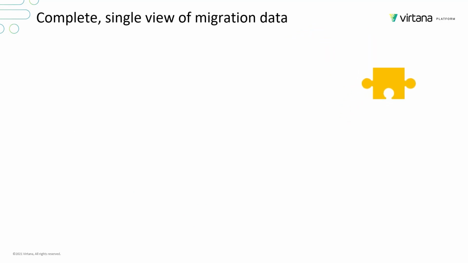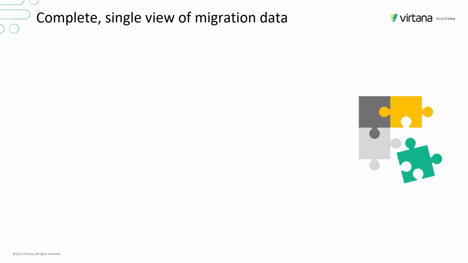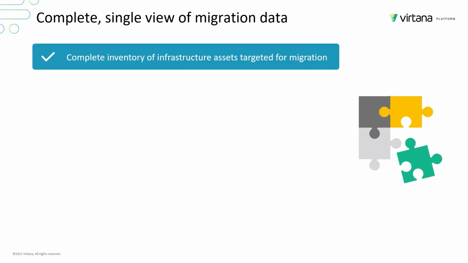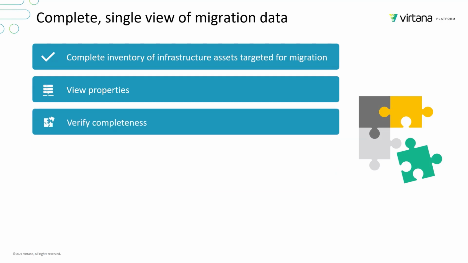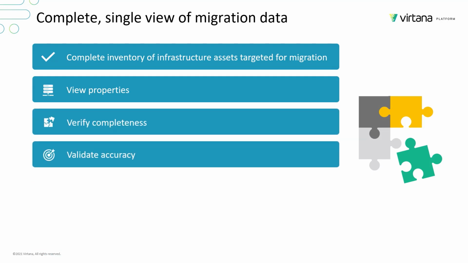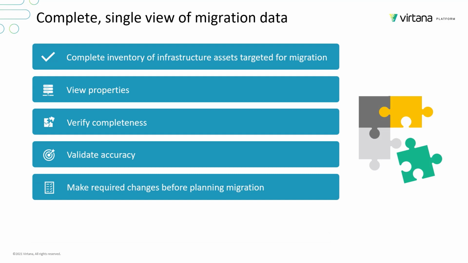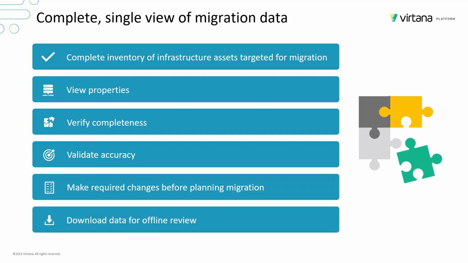Through our Virtual Wisdom Discovery, Migrate provides the most accurate inventory across vendors and infrastructure types of the infrastructure targeted for migration. Through our single view of migration data, you'll see a complete inventory of the infrastructure assets targeted for migration and can view properties, verify completeness, validate accuracy, and make required changes before planning the actual migration. Data can also be downloaded for offline review.